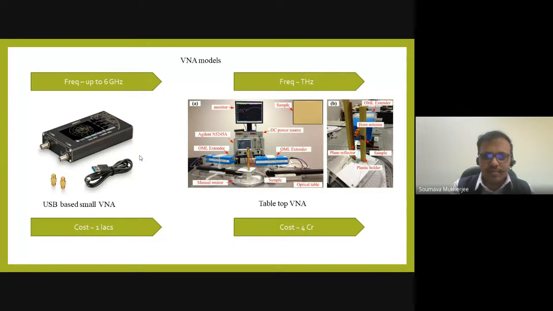So this is what I said. The left side is the compact one, low cost but low performance. The right side is the highest one, high cost and high performance. This is a USB-based small VNA, typically costing 1 lakh, whereas a tabletop terahertz frequency VNA will cost around 4 crore. So all the ranges are right now available in the market. Depending on your application, you can buy and measure with any of them.